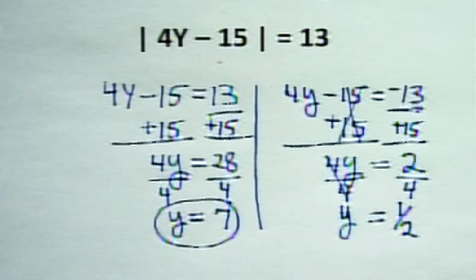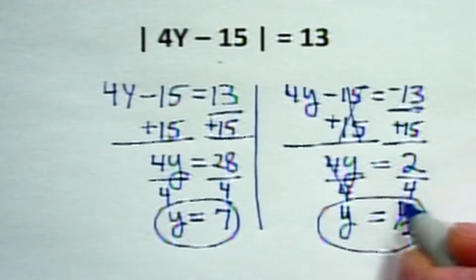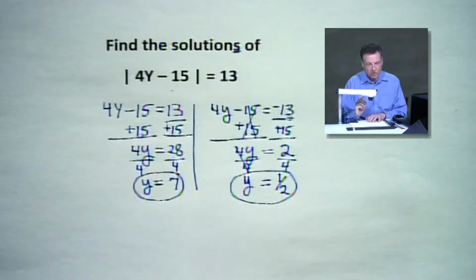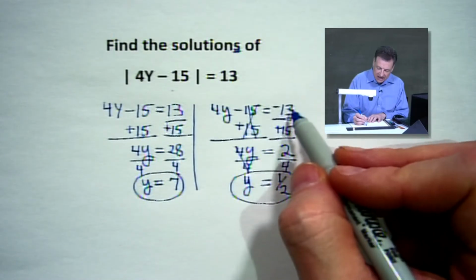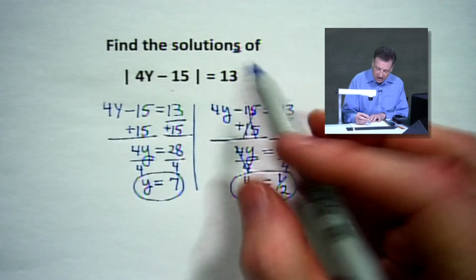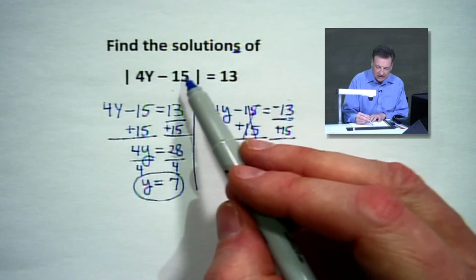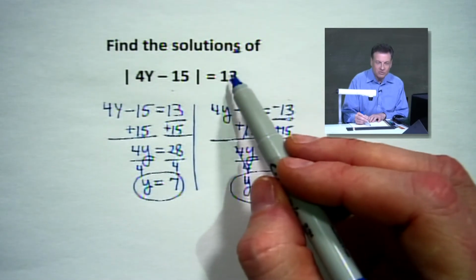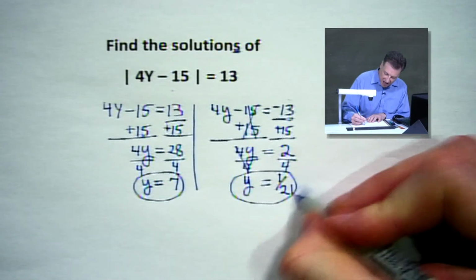Does 1/2 work? Let's find out. 4 times a half gives us 2. Subtract 15, we get negative 13. And if we put a negative 13 back in here, the absolute value of negative 13 does equal positive 13. So it does check through.